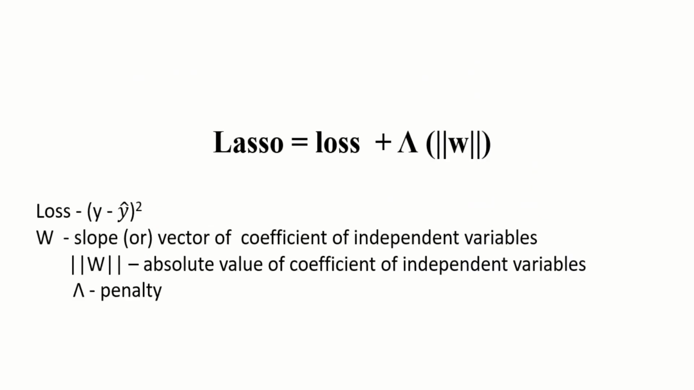Now let's look at the formula of Lasso regression. In Lasso regression, the formula is the same, but the only difference is that we take the absolute value instead of squaring the value. The formula is loss plus lambda times modulus of W, where loss stands for the square of the difference between actual and predicted value, W is our vector of coefficients of independent variables, and modulus W is the absolute value of the coefficients of independent variables. That's the main difference between Lasso and Ridge regression. And the penalty is our lambda.